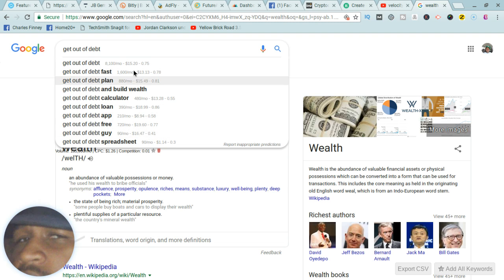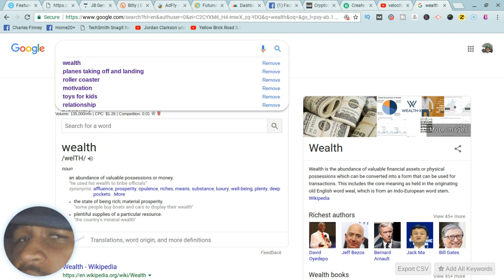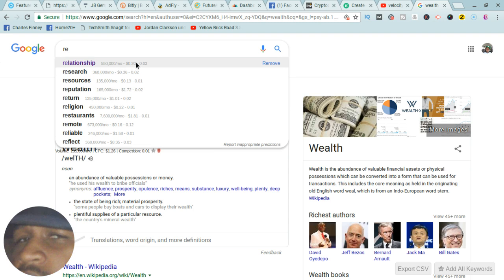People get a lot of searches, get out of debt. A lot of people trying to figure out, want to come out of debt. Then let me see what else they got out there. Relationships, health, wealth, and relationships. No competition there. That gets over 500,000 searches. It's crazy, all these different niches.